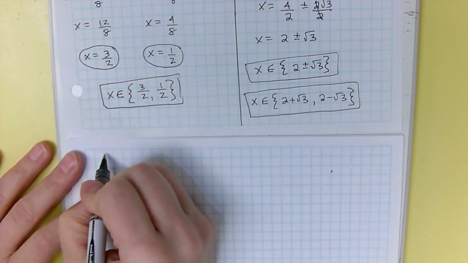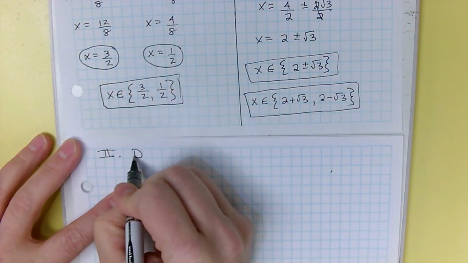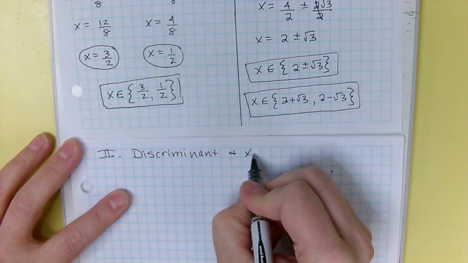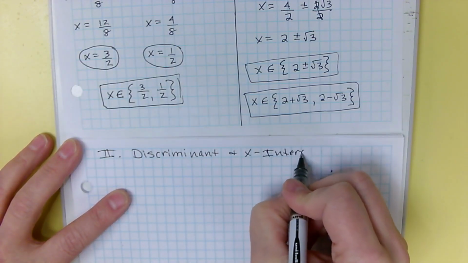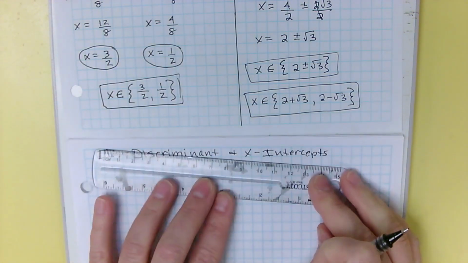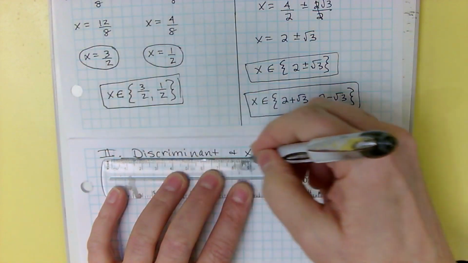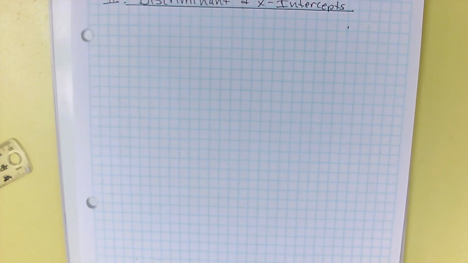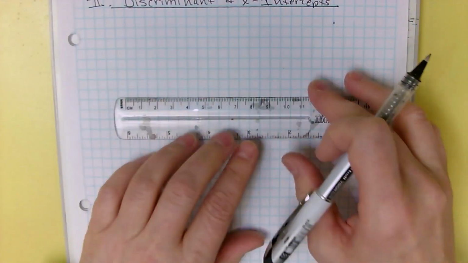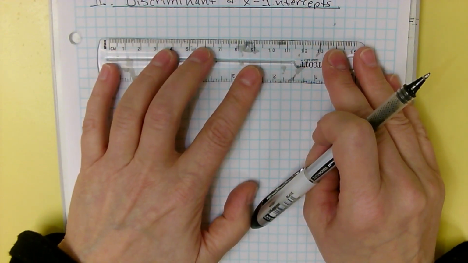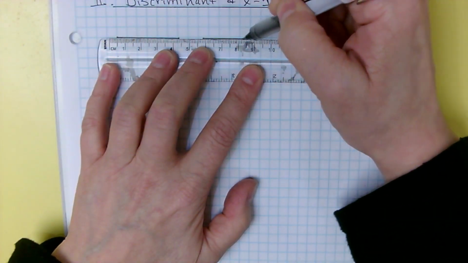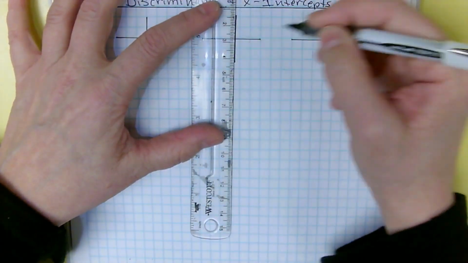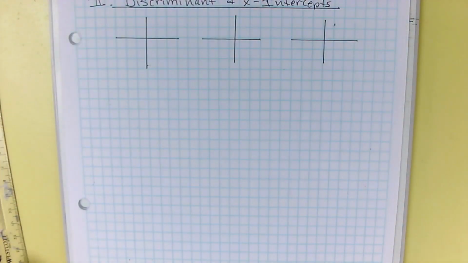All right, I'm going to flip the page. I'm going to go to Roman numeral 2. We're going to learn about the discriminant and x-intercepts. The discriminant and x-intercepts. All right, so what I want you to do is right underneath that title, I want you to draw 3 mini graphs. They don't have to be perfect. These are going to be sketches, not actual graphs.